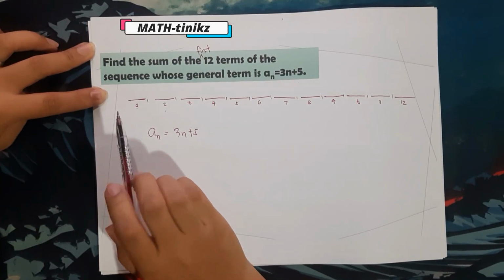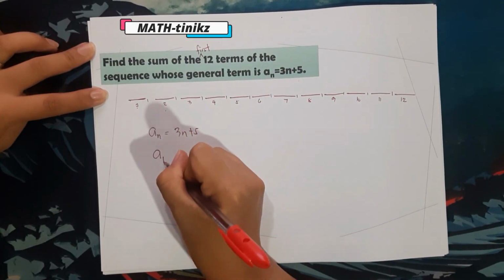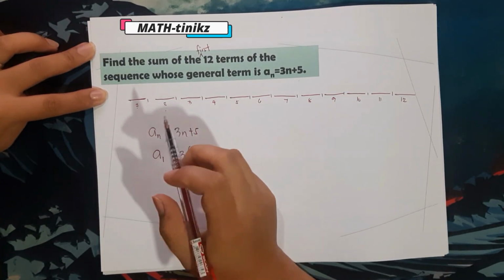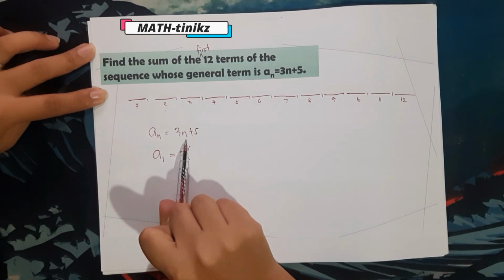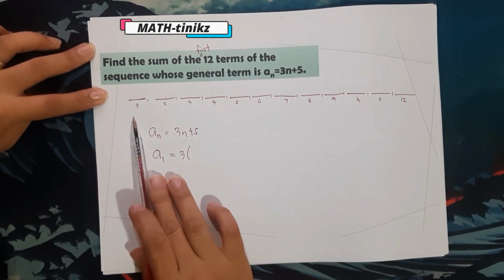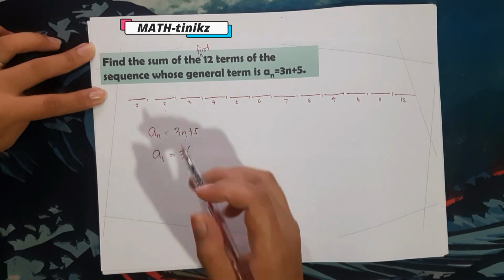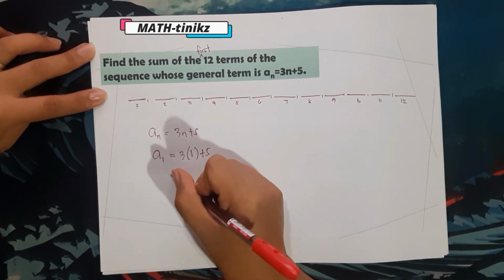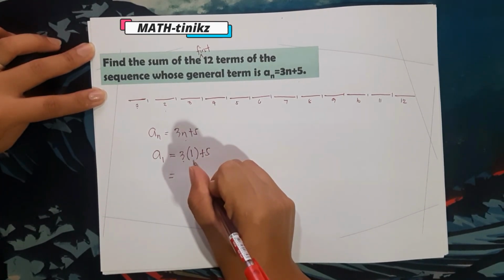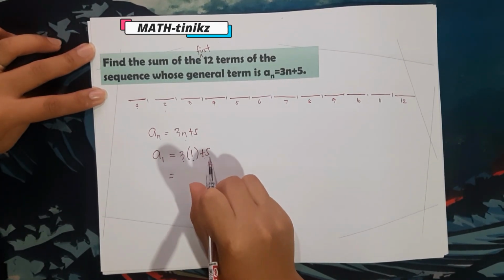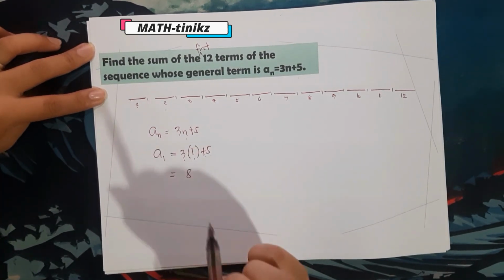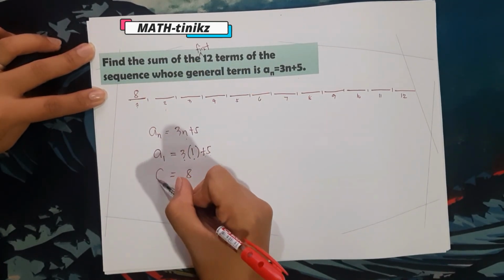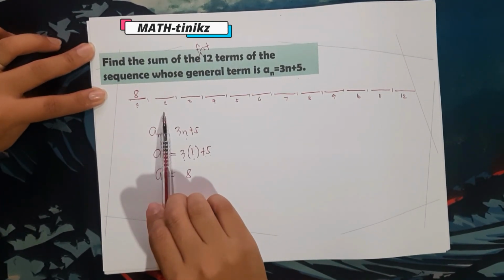Let us start with the first term. a sub 1 equals 3 times n, where n is the term position. Which position do we get? The first, so we put 1 here. Plus 5 equals 3 times 1 is equal to 3, plus 5 is equal to 8. So, our first term in the sequence is 8. Now, we have the first term. Next, the second term.